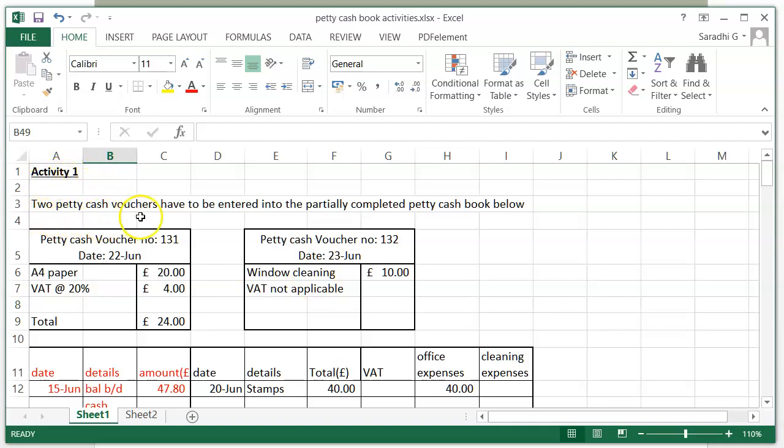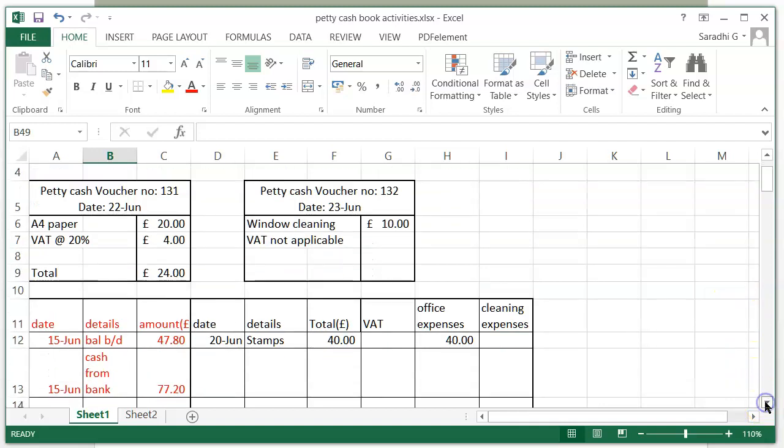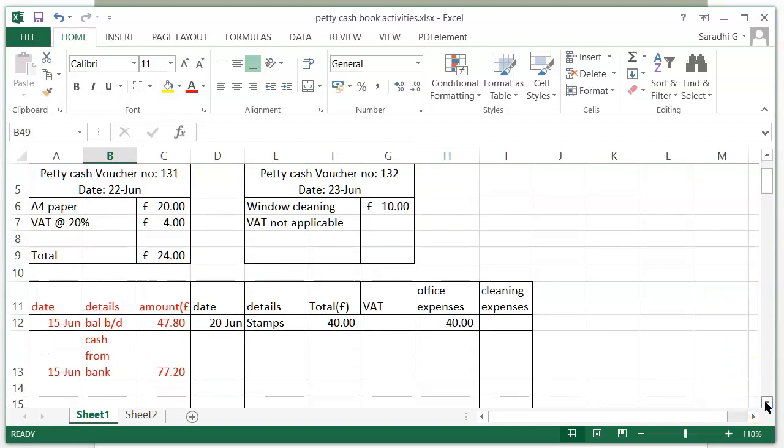Two petty cash vouchers have to be entered into the partially completed petty cash book below. So here they have already given you a petty cash book, but they are telling you that it's partially completed. You can see the receipts have been entered, but only one payment has been entered until now and no other payments have been entered. Okay. So let's see how we complete this petty cash book. We have 2 vouchers to be entered.